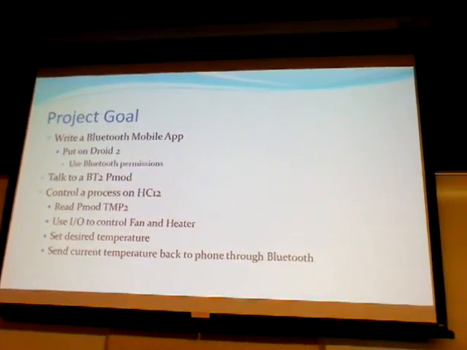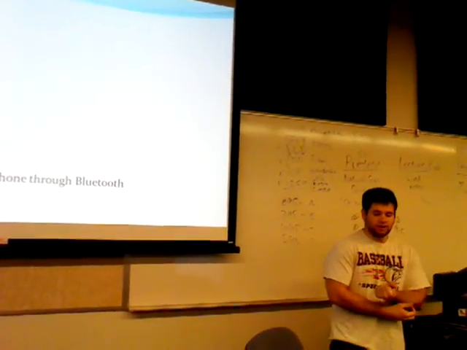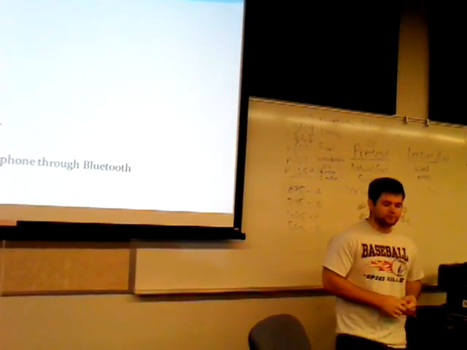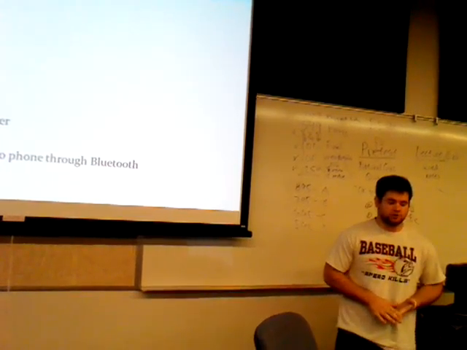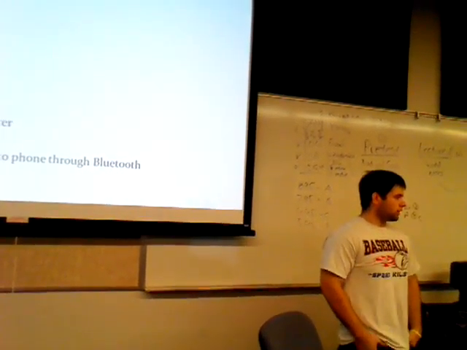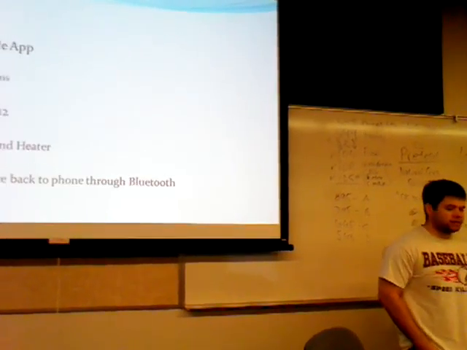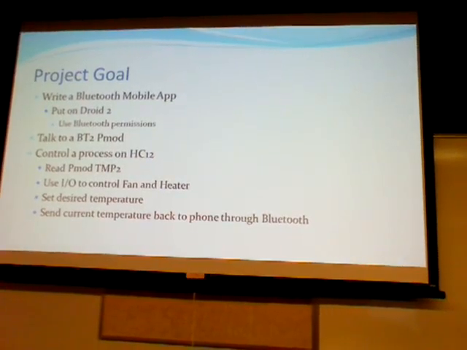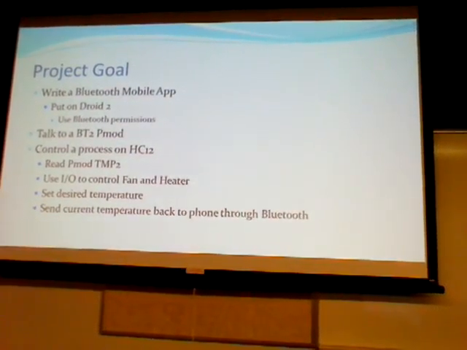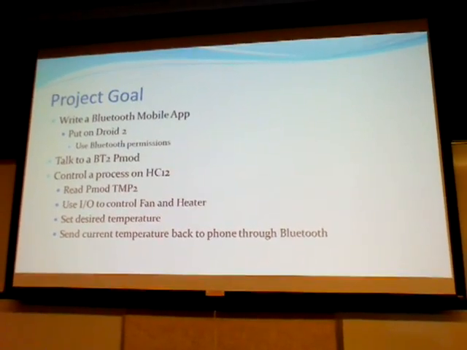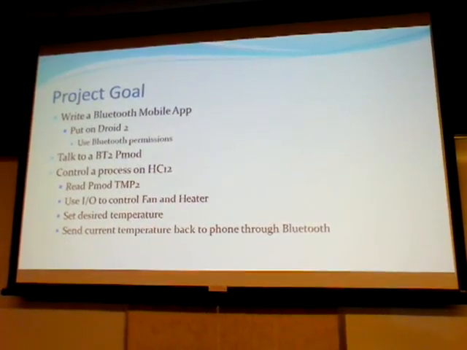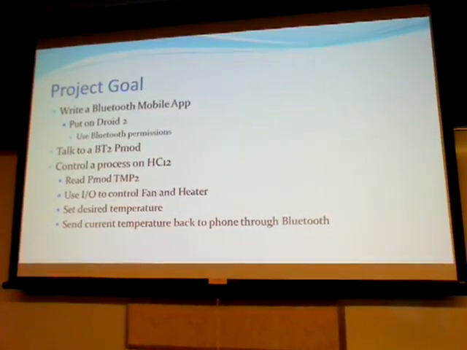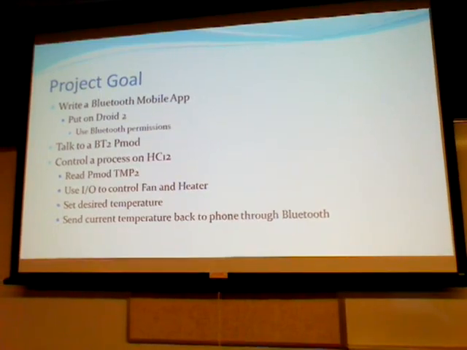And basically my project goals: I'm going to write an Android application and put it on my Droid 2, which is my old phone, so I don't care if I ruin it. I'm going to use the Bluetooth permissions to communicate with the BT2 programmable module, the PMOD, that I can interface with our AC12. And then on the AC12, I'm going to read the temperature that I have set up. There's a box, and in there we have a light and a fan, and based on the temperature I will turn on a light or a fan to control the temperature. And I'll be able to set the desired temperature and read the current temperature on my phone.